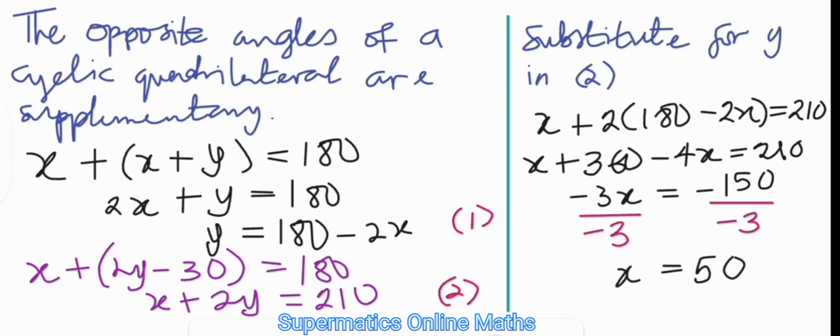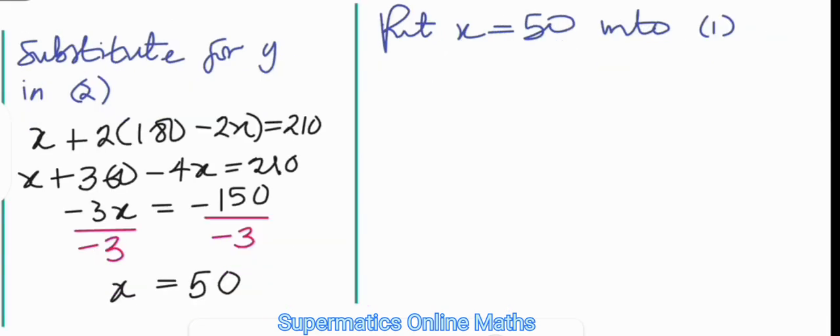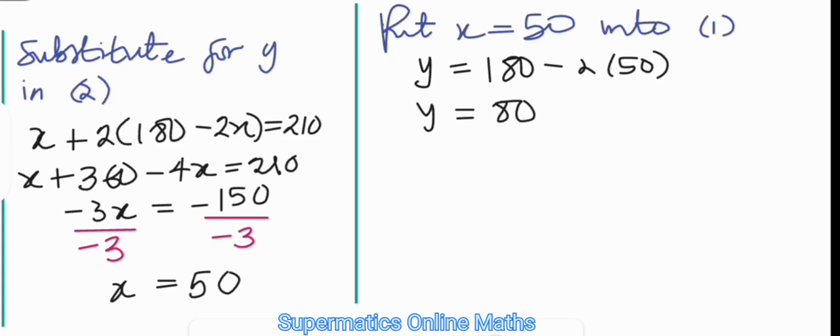That's 50 degrees. This 50 can be substituted into equation 1 to get the corresponding value of y. That is, y is going to be 180 minus 2 times 50. That's 180 minus 100, so y is going to be 80. Therefore, we have the values of x and y: x is 50 degrees and y is 80 degrees.